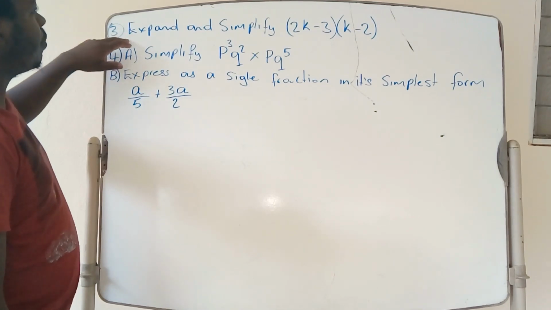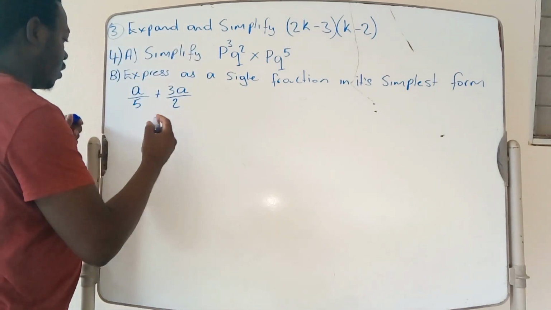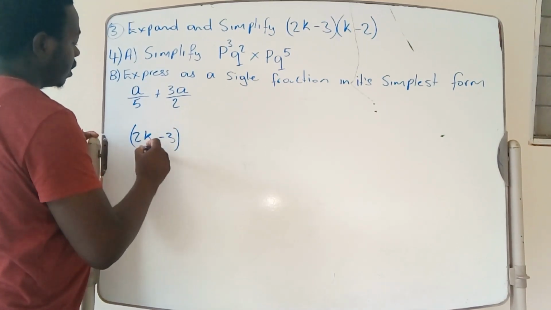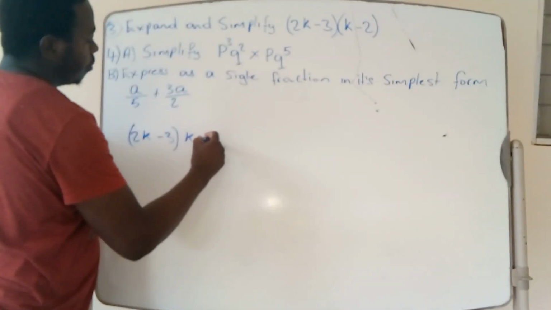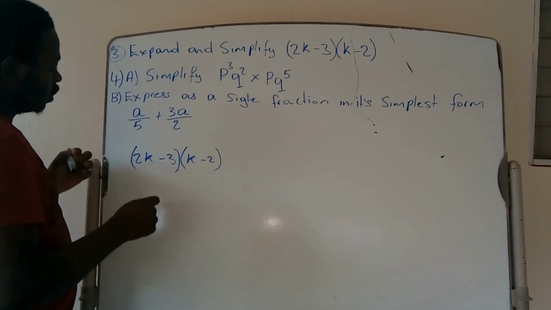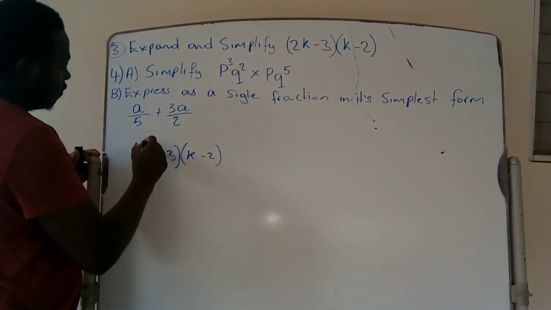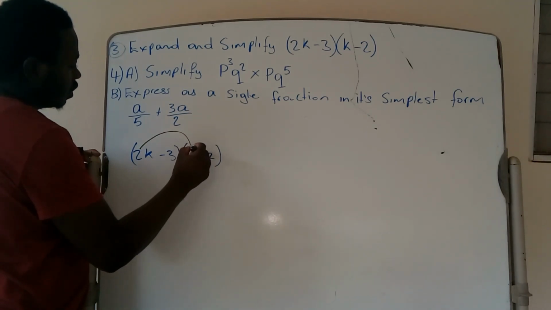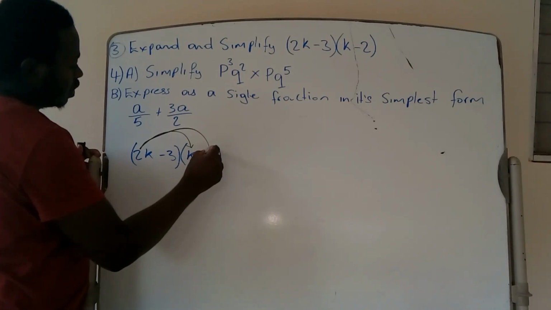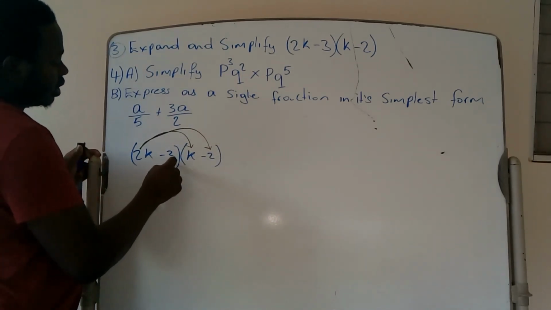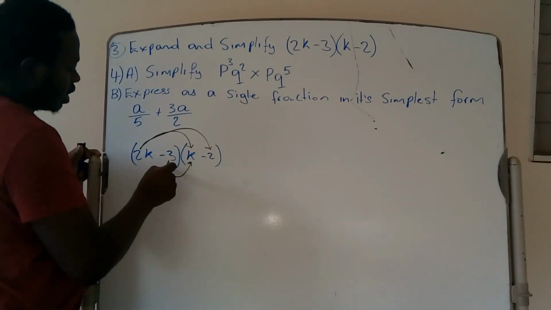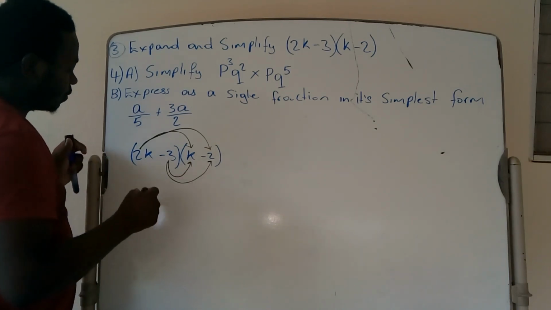Question 3. Expand and simplify 2k minus 3 times k minus 2. Now, you're just going to use the FOIL method. So you're going to take the first term and distribute it to the first term here. Take the first term and distribute it to the second term. And take the second term to distribute to the first term, and take the second term to distribute to the last term here.